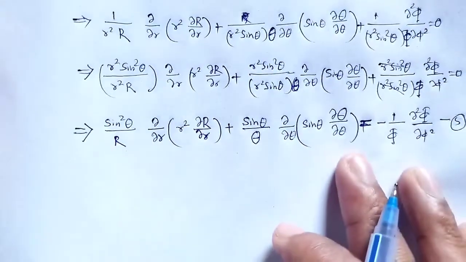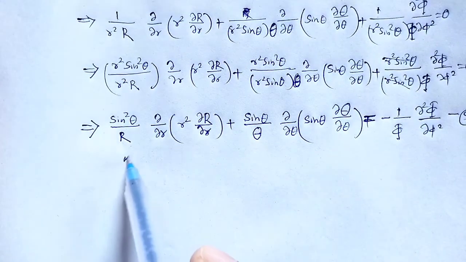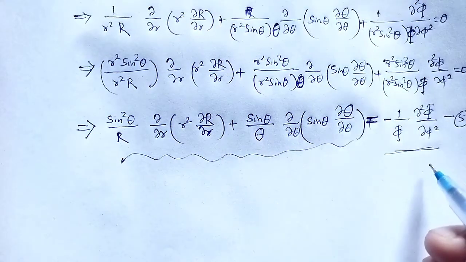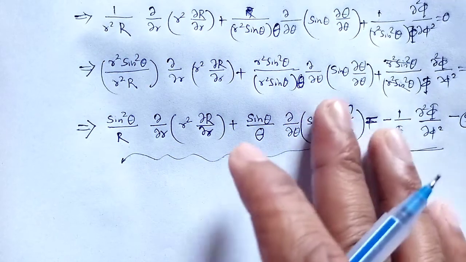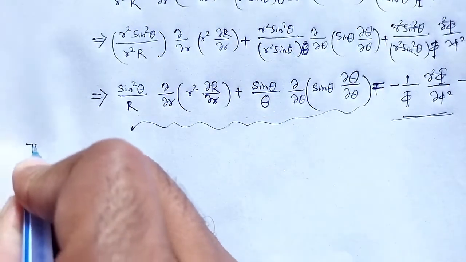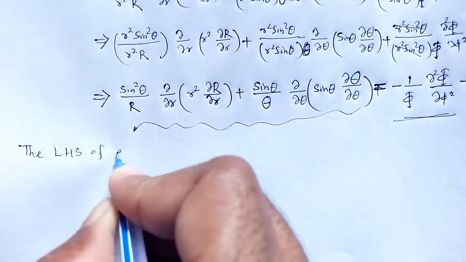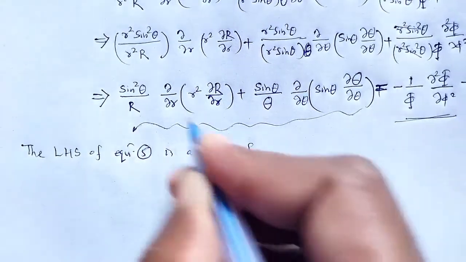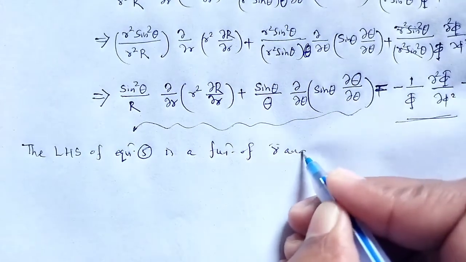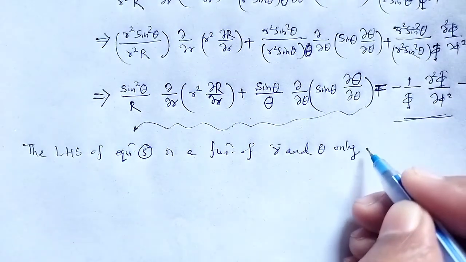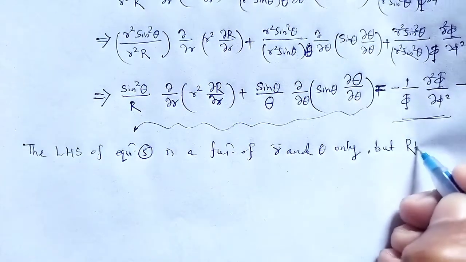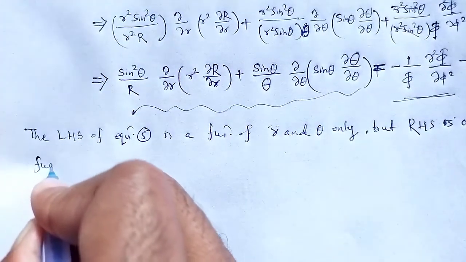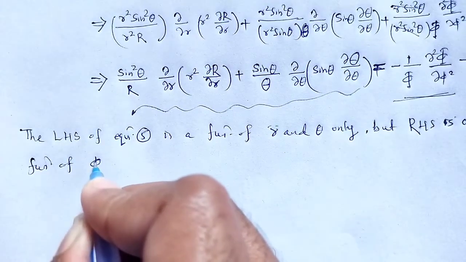Let that be equation number 5. Here we look that the LHS of the equation is a function of r and theta only, whereas the RHS of the equation is a function of phi only.